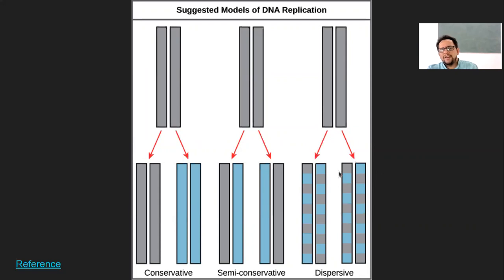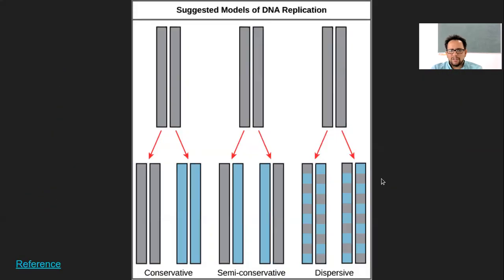And dispersive involves fractions of both the fragments. So the first patch is from the first DNA strand, then the second portion will be from the next strand, and so on. That is the dispersive method. Later on, scientists went ahead and tried to study which method could be possible, and they found it is the semi-conservative method which occurs in the DNA replication process.